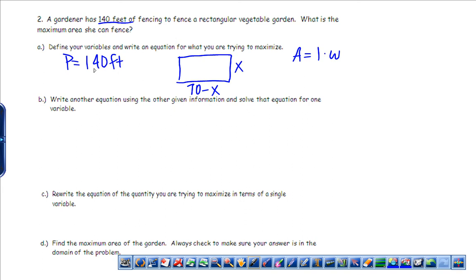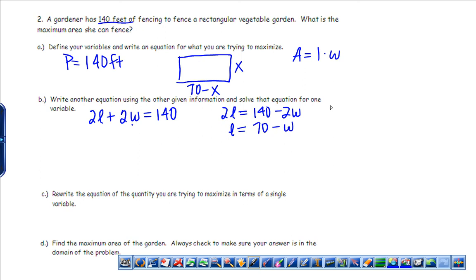I know it's 140. So now, write another equation using the other given information and solve the equation for one variable. So now I know, given my perimeter, that twice my length plus twice my width is 140. If I were to solve for one of those, how about we solve for length? So twice length equals 140 minus twice width. So your length is 70 minus your width.